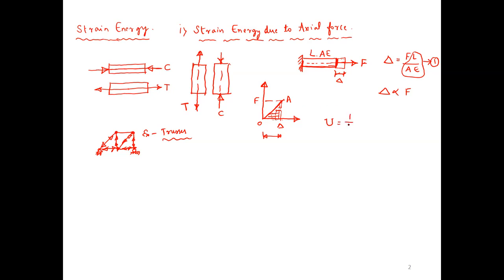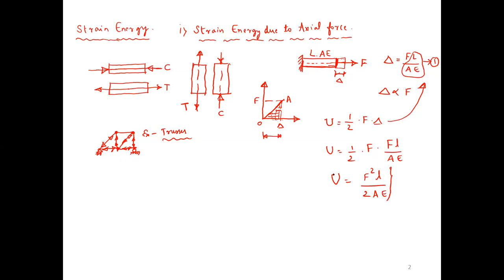What is the area of this portion? Half into the height, which is F, into delta, the deformation. Half F delta. Now substitute the delta value: delta equals FL by AE. So U equals half into F into FL by AE, which gives U equals F square L by 2AE.